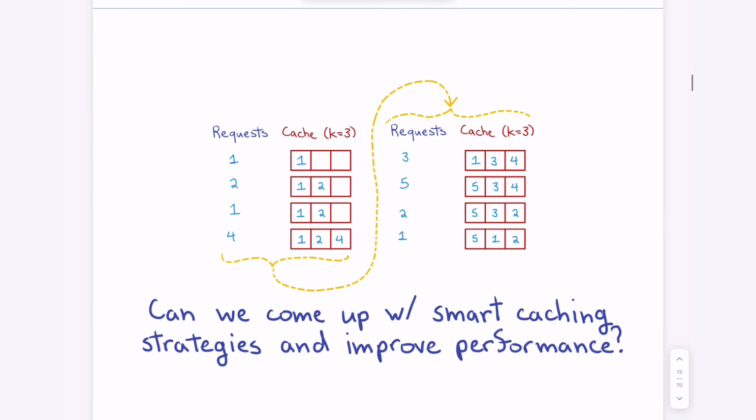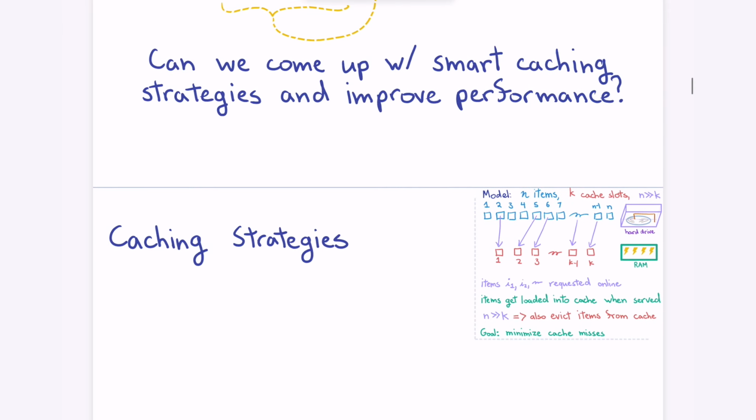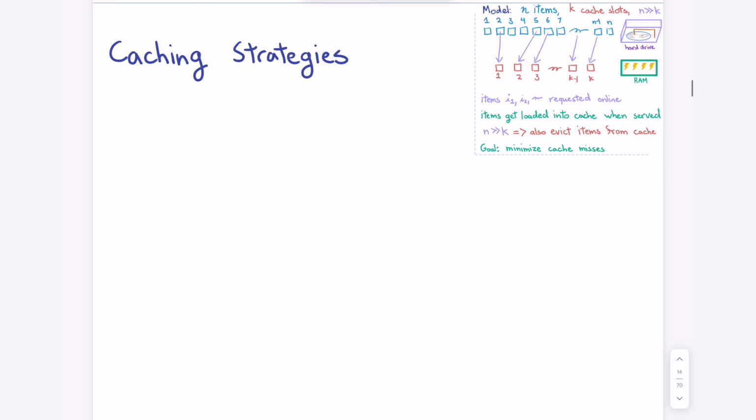So the question is, can you come up with some kind of smart caching strategies to get fewer misses? Okay. And we're going to do some kind of worst case thing. We're not going to model the requests statistically or anything. Okay, here's a blank slide, because you might have heard of some strategies, or you can just intuit some strategies. Okay, so what are some strategies for evicting items?